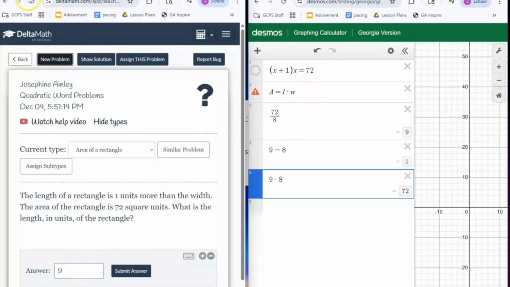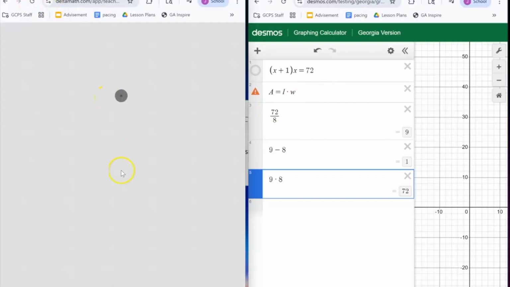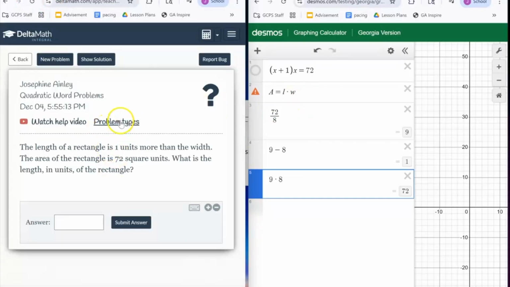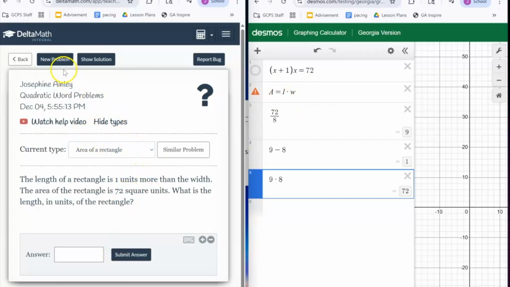Why isn't it submitting? I don't know why it's not submitting, but I'll just go to another question. It's not a problem.